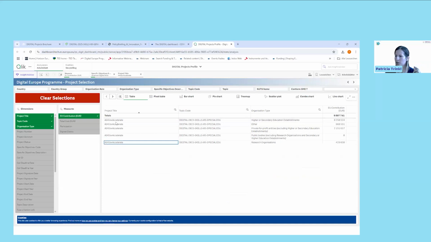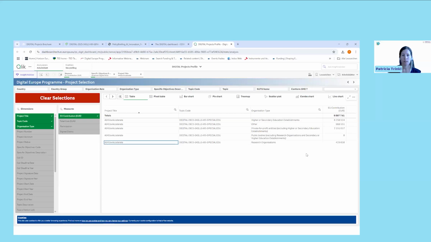And I can say for the project AI Governance Accelerate, there are 5 different types of organization. There are probably more organizations in the background, but 5 different types. So the biggest part is done with the higher secondary education establishments. They have an EU funding of 6 million euros, followed by industry, private for profit, with 2 million euros. So you can get a feeling of how the funding is shared between the different types of organization.